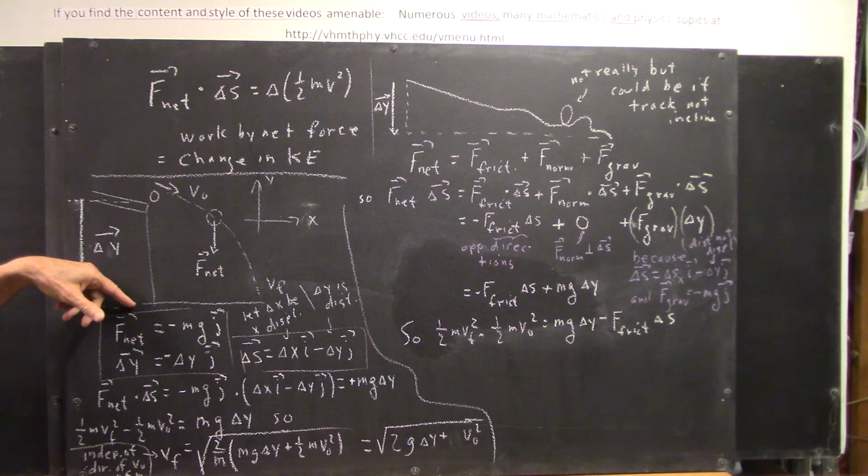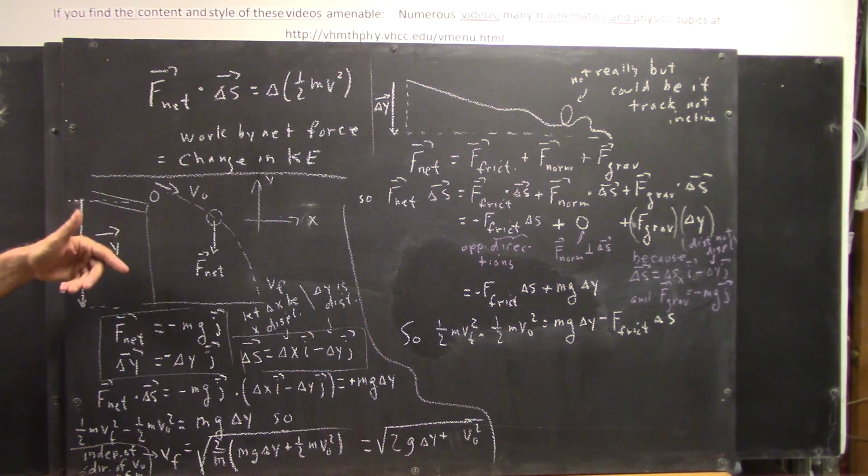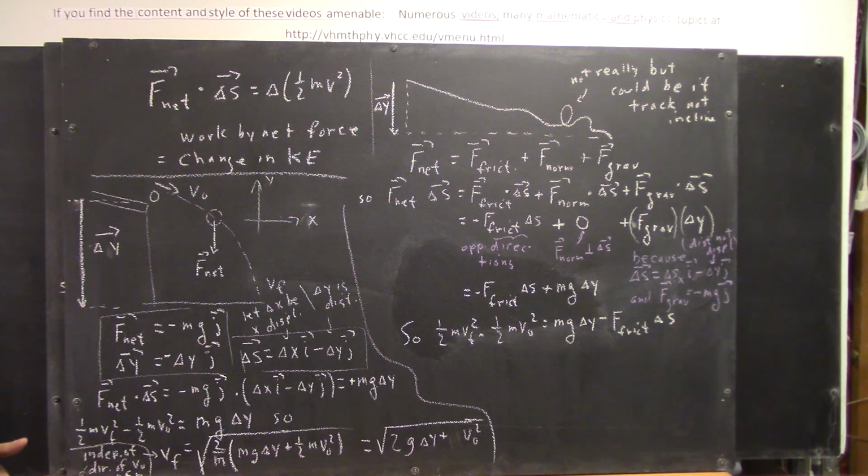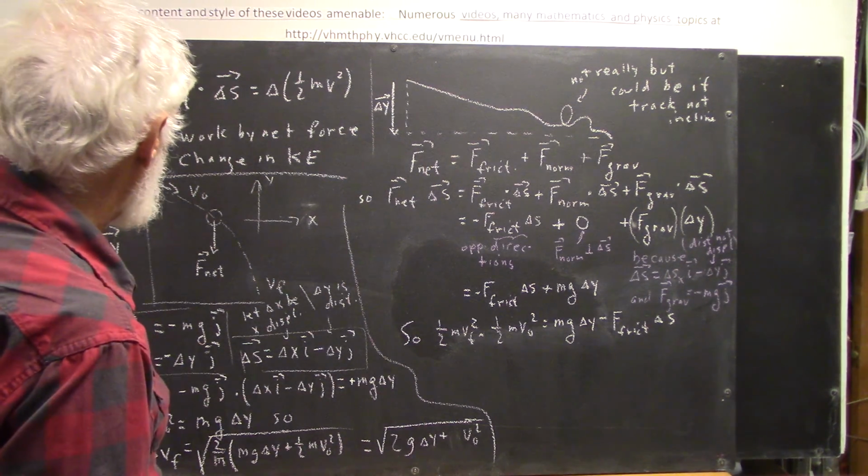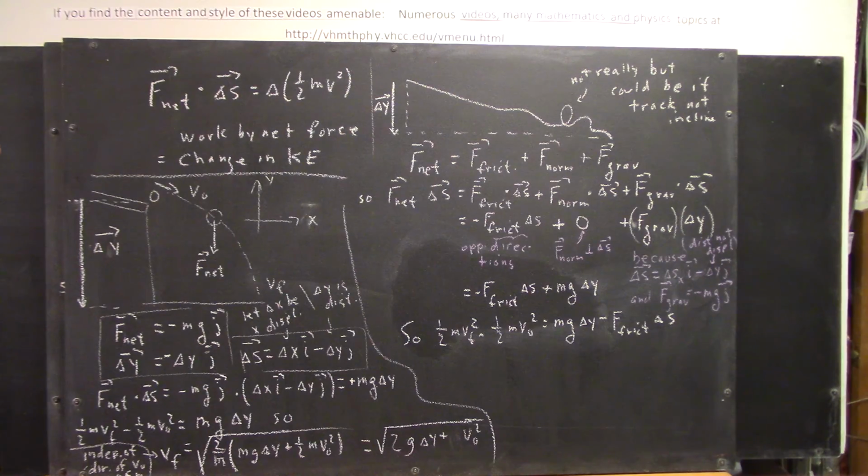Now how far it falls was given as delta y, not a vector delta y, just we know it falls a distance delta y. Now there's a vector delta y that goes along with that, and that's a vertically downward vector of magnitude delta y. Okay? Okay, well, we want to solve this problem.